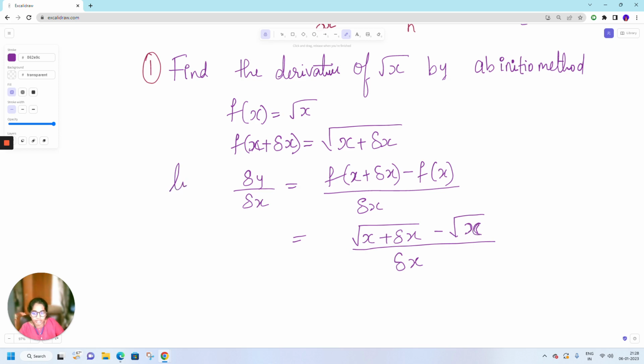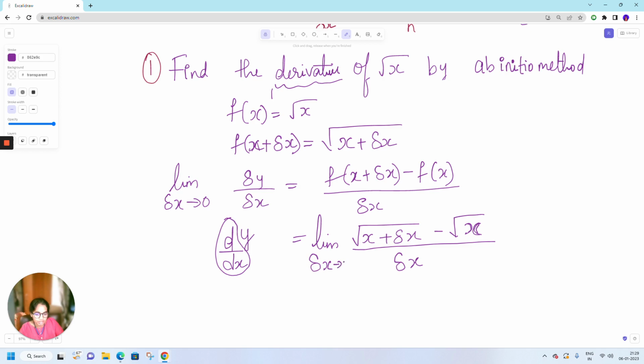Always remember, if we apply limit del x tending to 0, we get d by dx of y. What is d by dx? D by dx is a symbol which denotes the derivative of a function. That is what they have asked us to find in the question. So I would have to apply the limit on both sides.